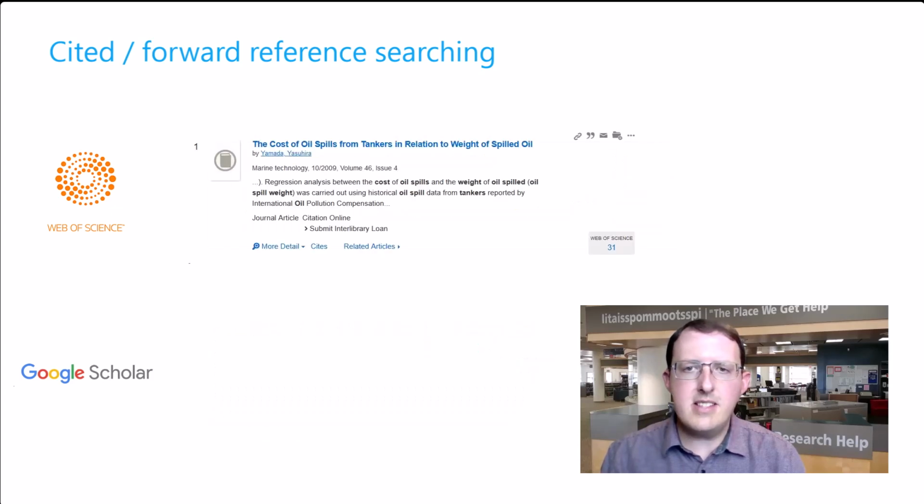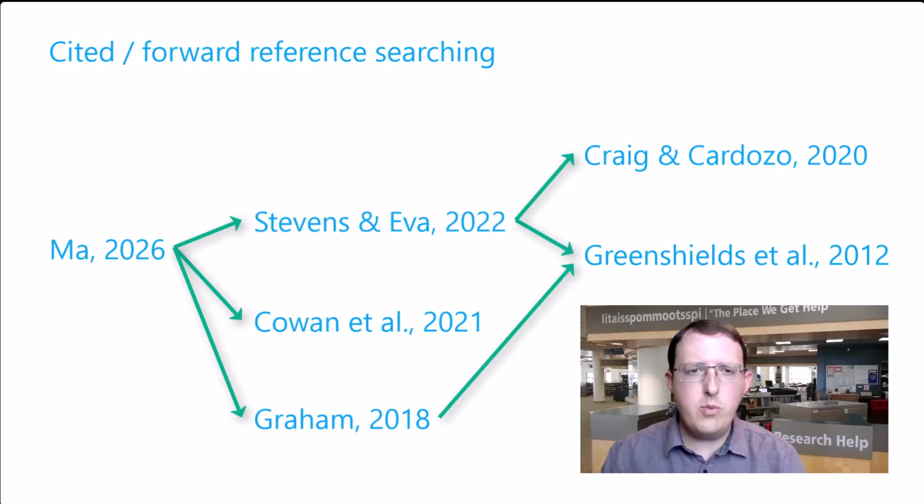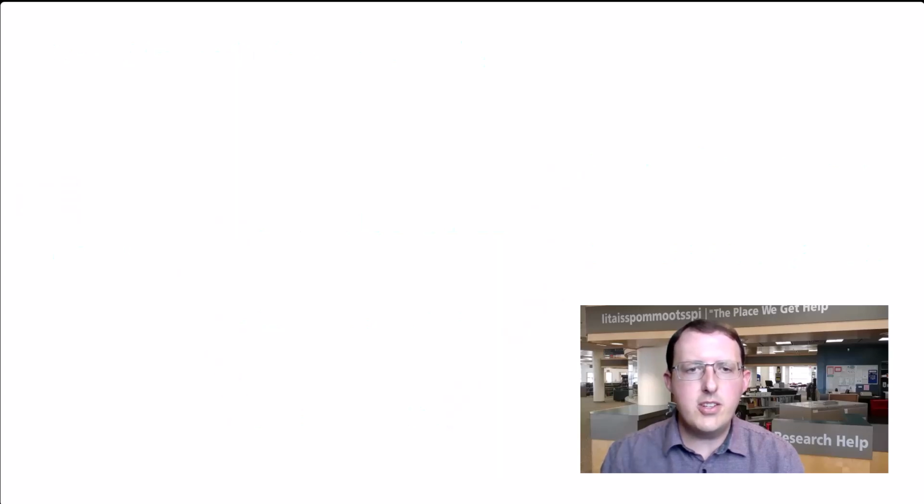Note that you can access the lists of citing sources from Web of Science through some Summon search results as well. Cited reference searching is less helpful when searching for a very recently published source, as it will not have had time to accrue many citations. Should you have any questions about reference searching, we're here to help.